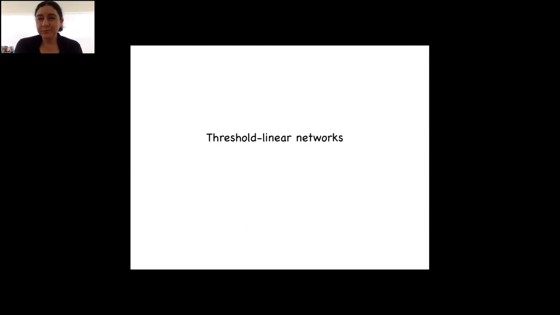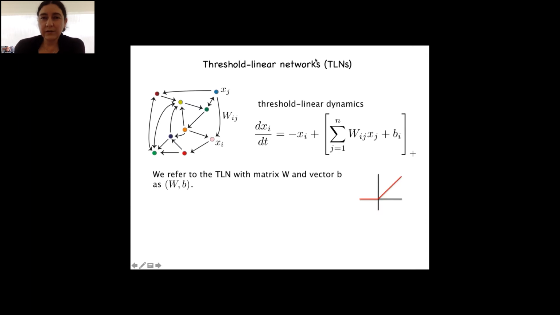Okay, so I don't actually study Hopfield networks per se. The networks that I'm going to talk to you about are a more modern version, called threshold linear networks. These networks are very popular in computational and theoretical neuroscience. Maybe hundreds of papers use these equations to model network dynamics in various applications. The idea is quite simple. Again, you have a bunch of neurons connected in a network. There is a variable for the firing rate of each neuron.